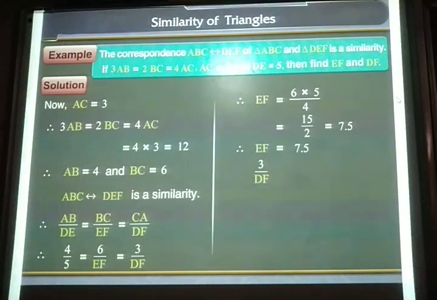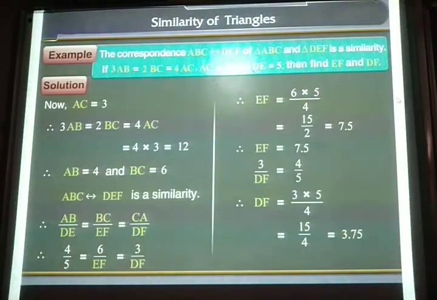3 upon DF is equal to 4 upon 5. Therefore, DF is equal to 3 into 5 upon 4, which is equal to 15 upon 4, which is equal to 3.75. Therefore, DF is equal to 3.75.